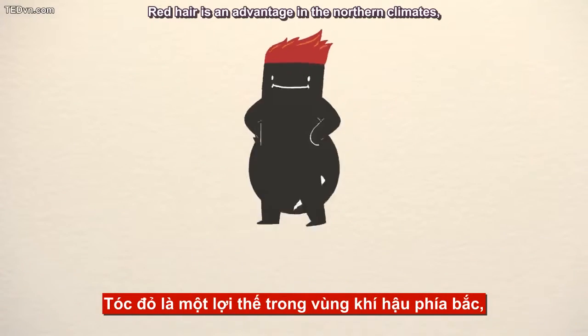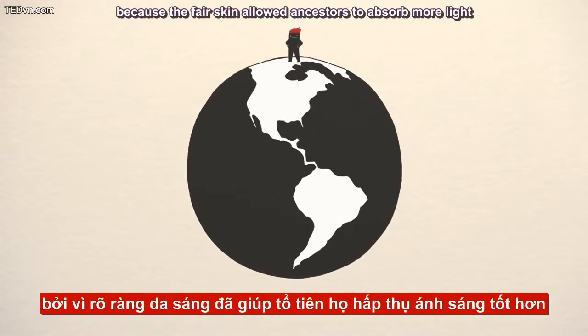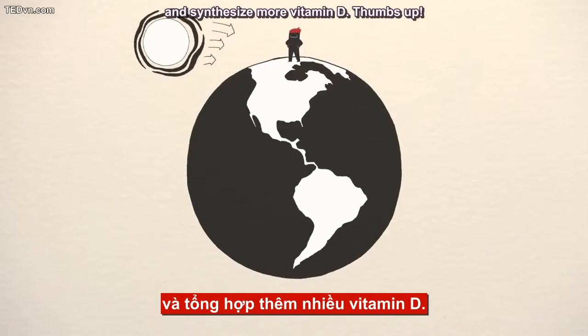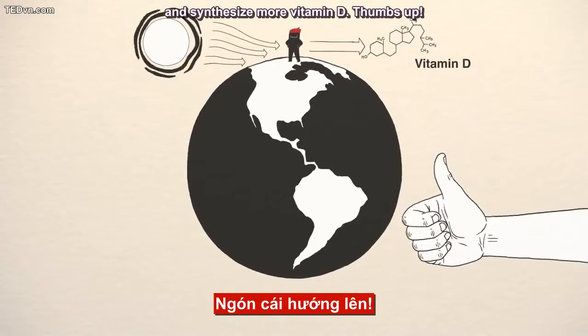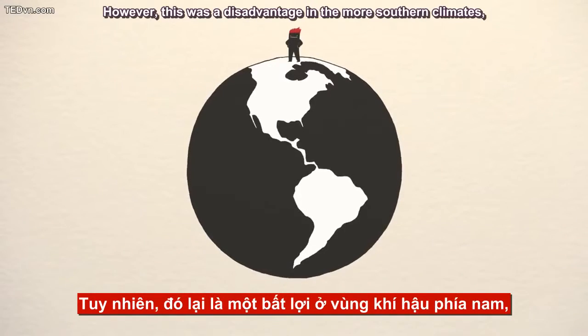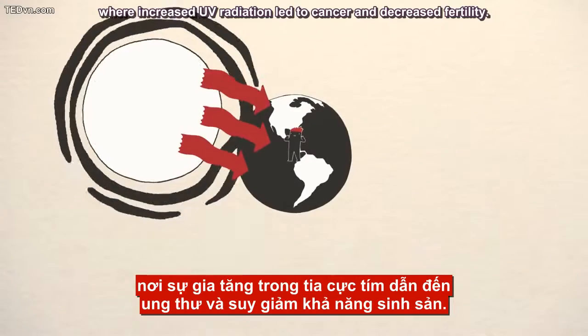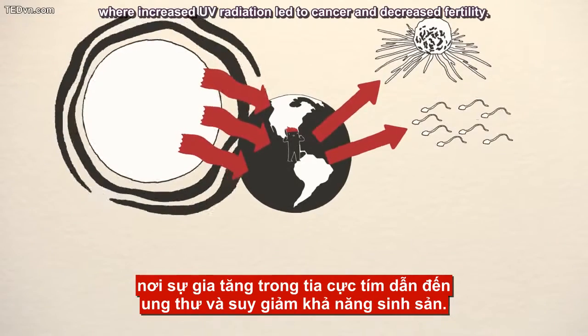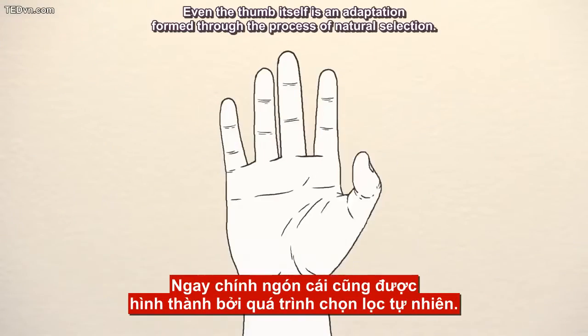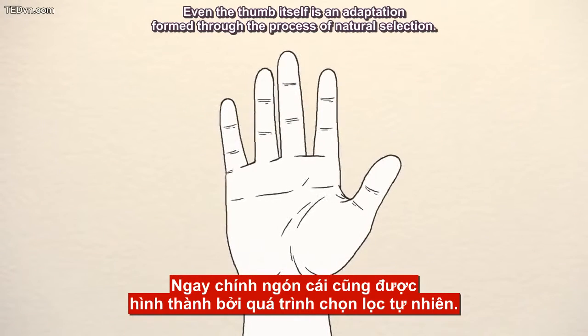Red hair is an advantage in the northern climates because the fair-skinned ancestors could absorb more light and synthesize more vitamin D. Thumbs up. However, this was a disadvantage in the more southern climates where increased UV radiation led to cancer and decreased fertility. Thumbs down. Even the thumb itself is an adaptation formed through the process of natural selection.